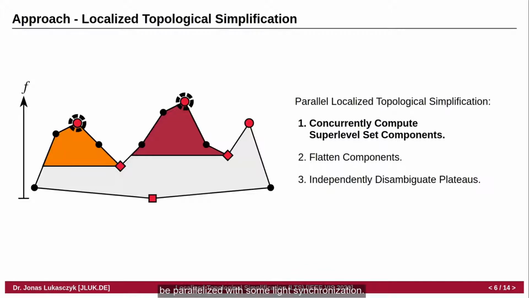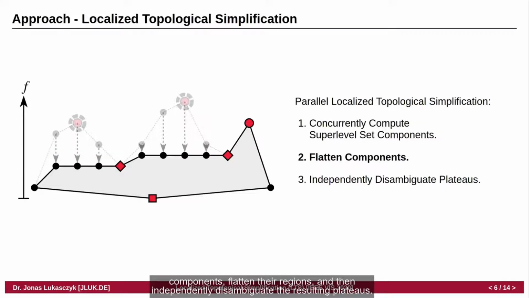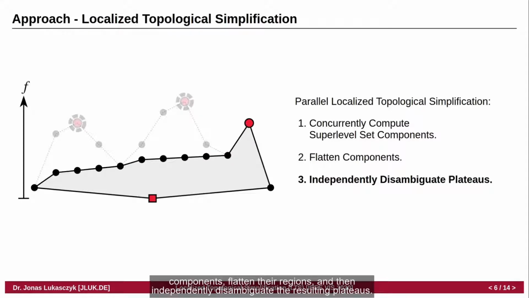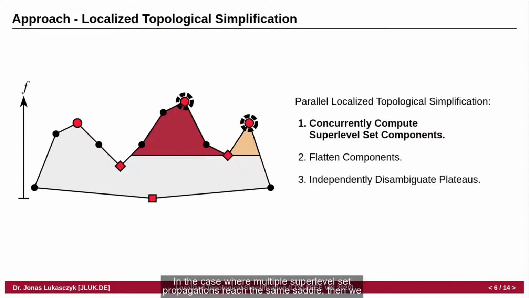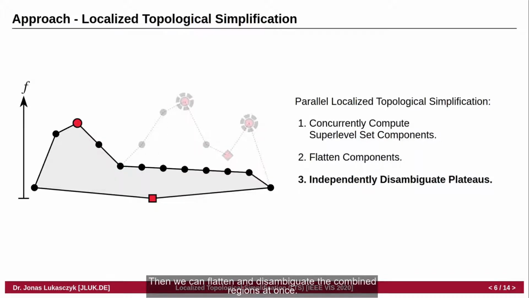Now that we know how LTS works in general, I want to highlight that all these steps can be parallelized with some light synchronization. If we want to remove multiple maxima, then we can just concurrently compute the corresponding components, flatten their regions, and then independently disambiguate the resulting plateaus. In the case where multiple superlevel set propagations reach the same saddle, then we need to continue the propagation until we find a saddle with an unvisited larger neighbor. This is the case which requires some light synchronization at the saddles.